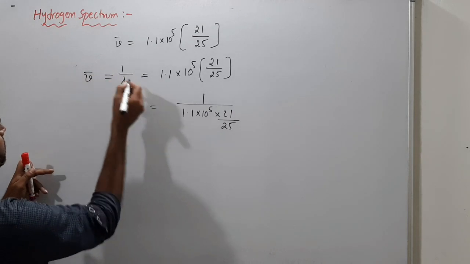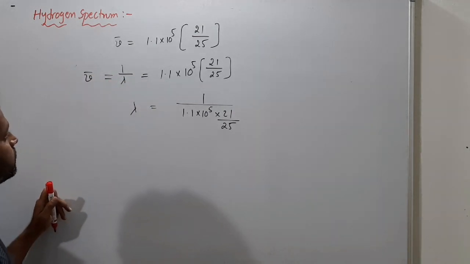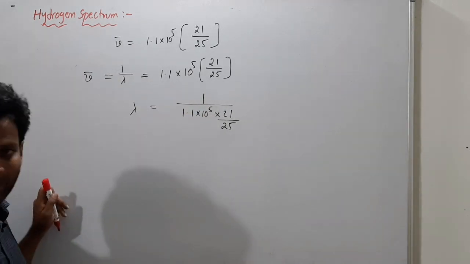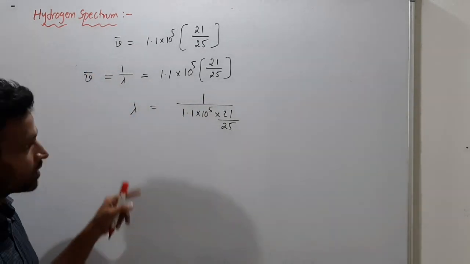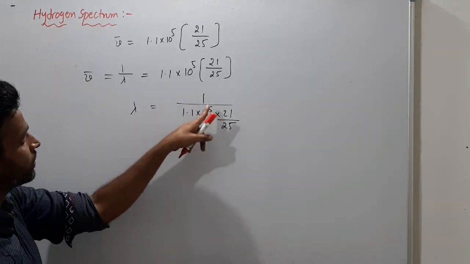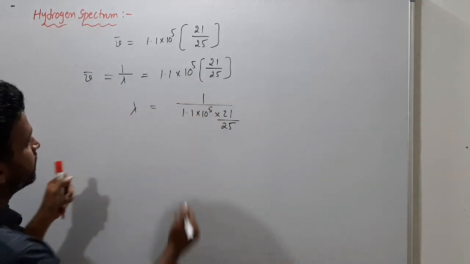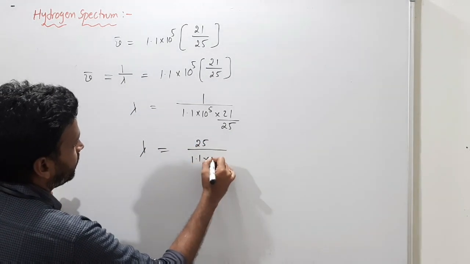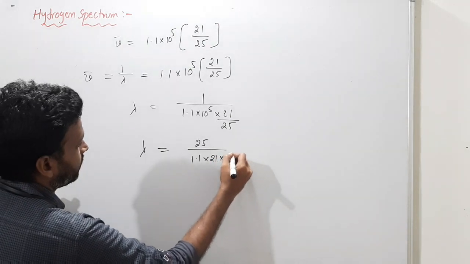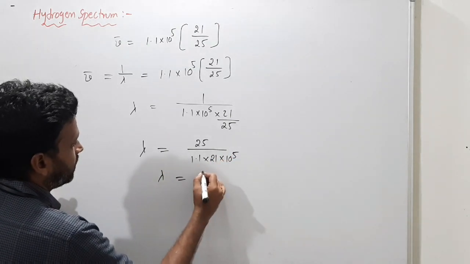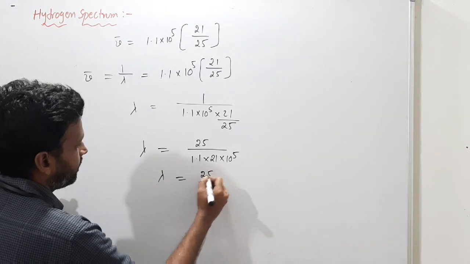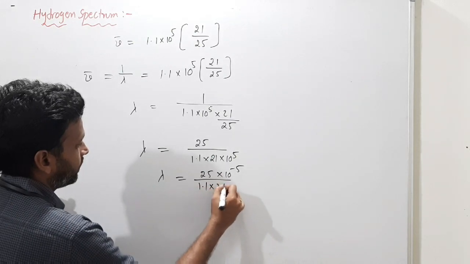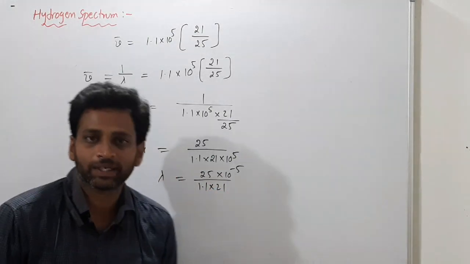Nu bar is equal to 1 by lambda, right? So 1 by lambda is equal to this much. Lambda means the reverse. Lambda is asked, so lambda is 1 by 1.1 into 10 power 5 into 21 by 25. So lambda is 25 by 1.1 into 21 into 10 power 5, which is 25 into 10 power minus 5 by 1.1 into 21. If you simplify this, you will get lambda.